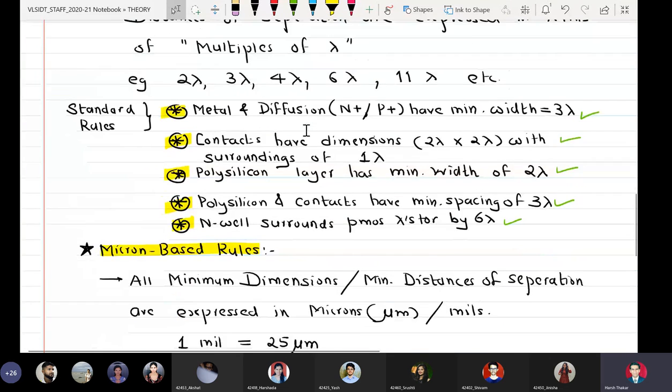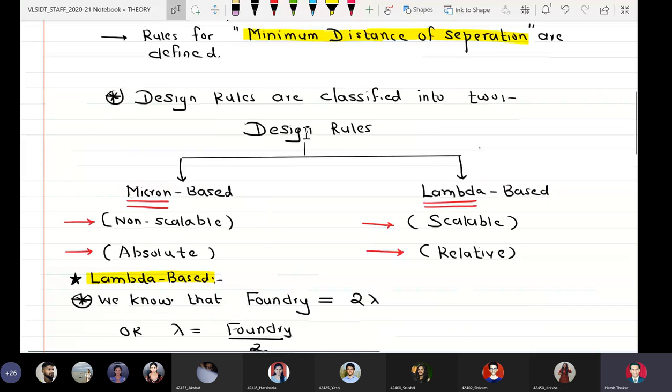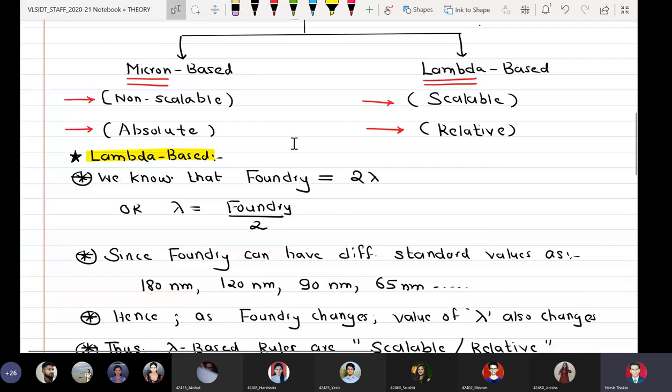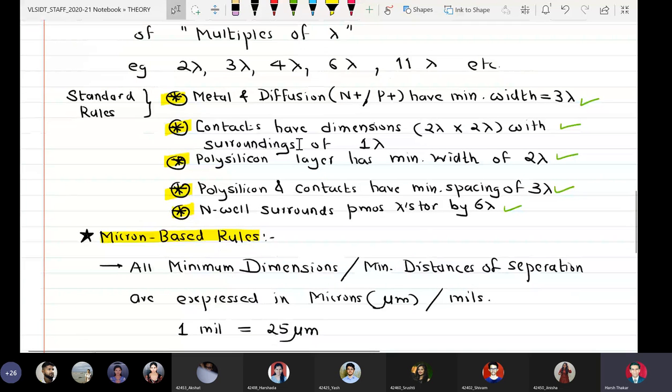Okay, so in the exam when this question is asked about what are design rules, you can give this classification, and you can also give examples of lambda based rules. On paper you can draw a metal layer. You can say this is metal 1 and the width should be minimum 3 lambda. You can show contacts. Inside contacts it is 2 lambda by 2 lambda, and the surrounding layer is 1 lambda. Similarly, you can show another layer naming it polysilicon, and you can say minimum width is 2 lambda. Similarly, you can also show a PMOS which is fabricated or embedded inside an N-well, and you can show the dimensions with values 6 lambda and 6 lambda.